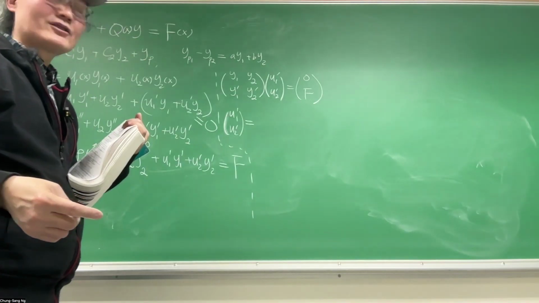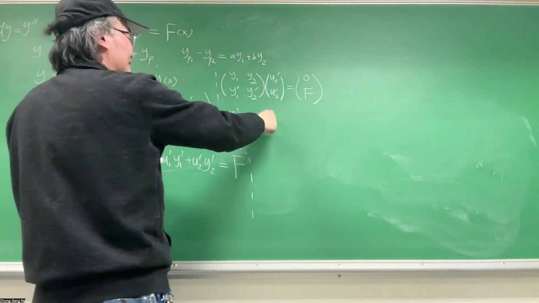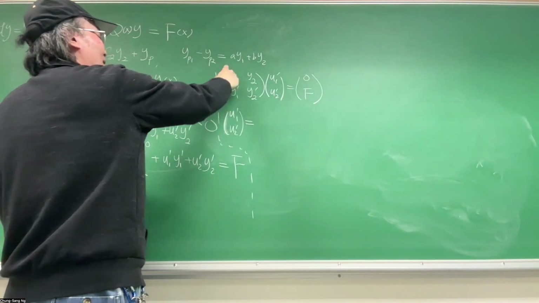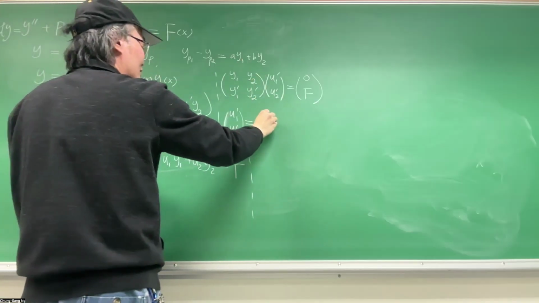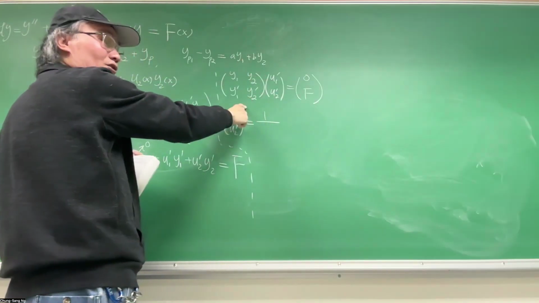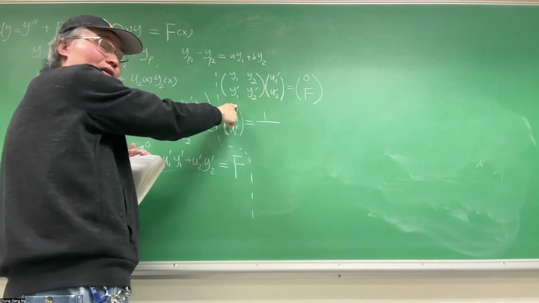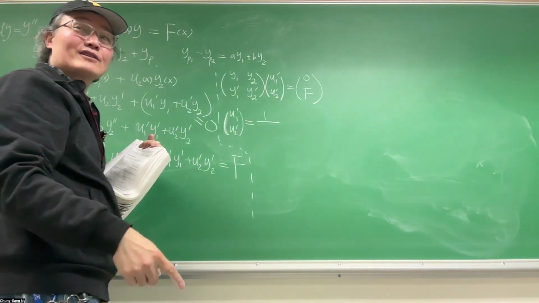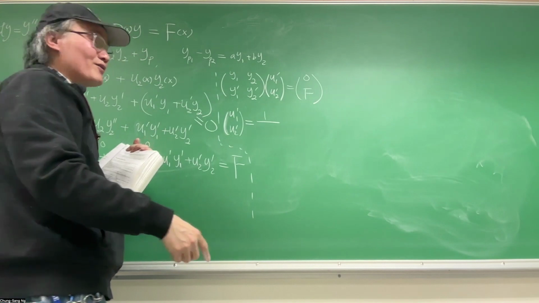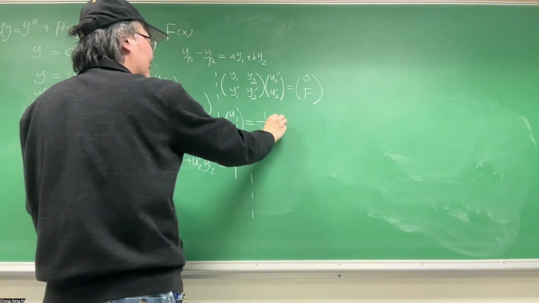Say that again. I know what you mean. But I'm asking, the denominator has a factor of the determinant of this matrix, right? What is that? Last time we gave it a name. The Wronskian, right? Just the Wronskian.